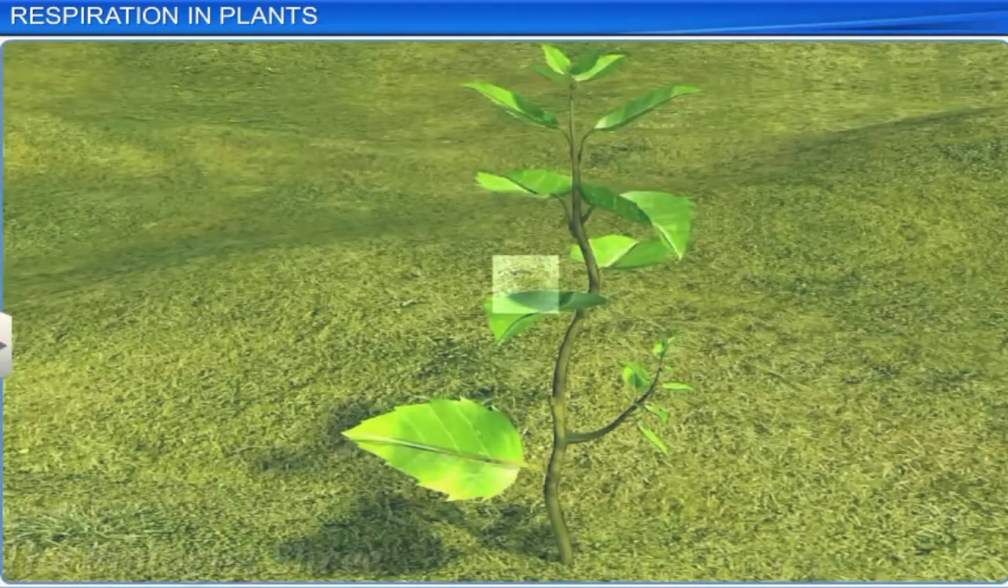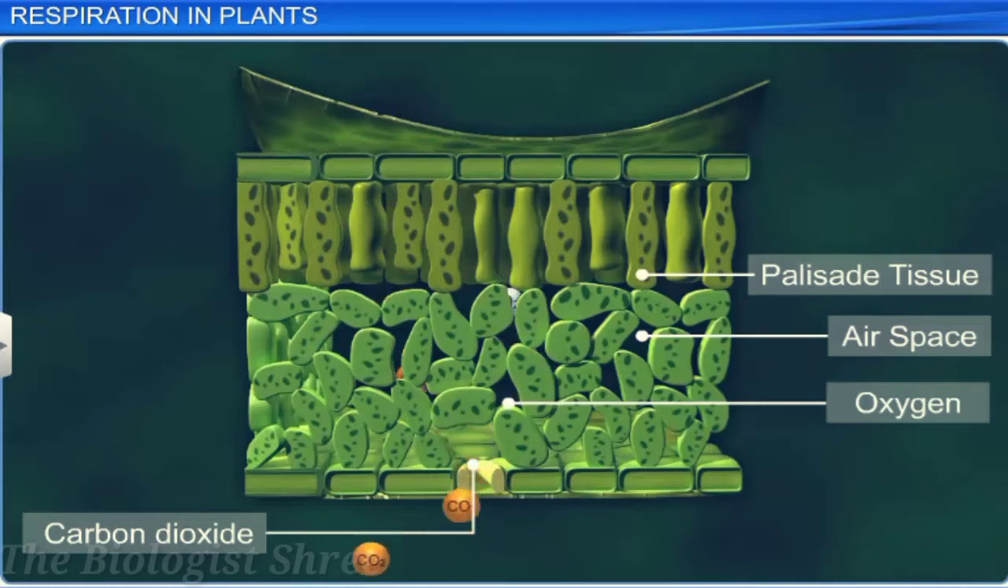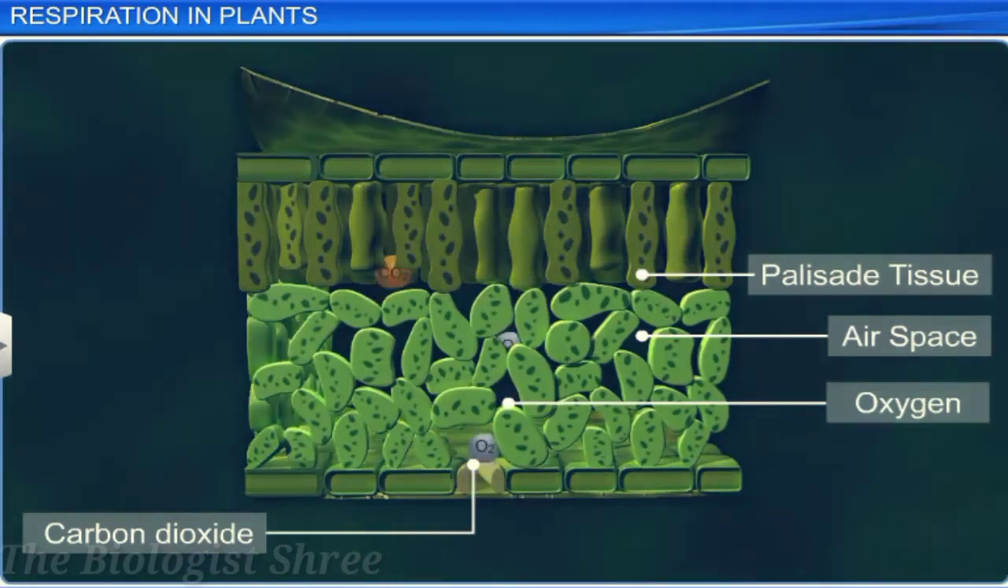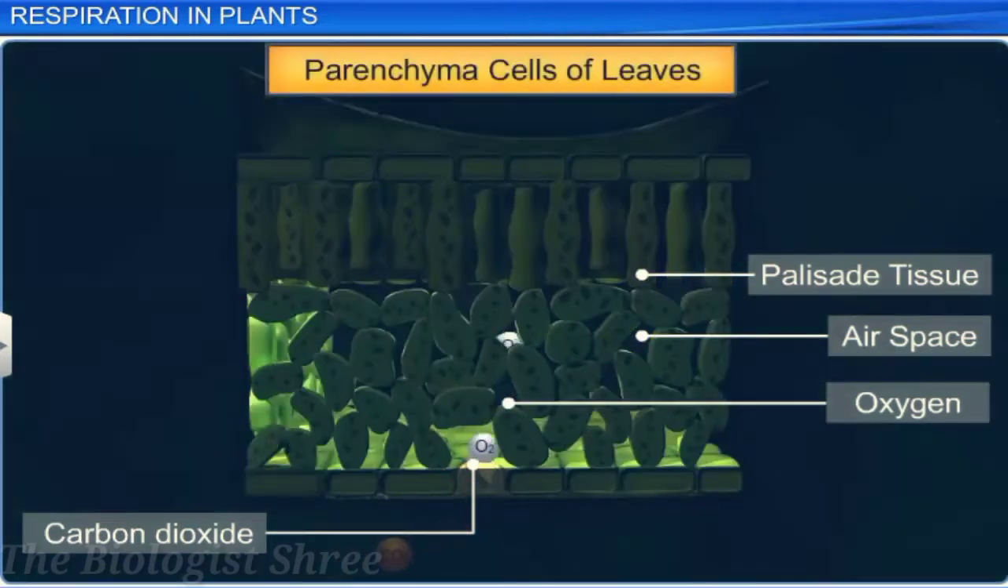In the woody stems, the living cells are present close to the surface and aid in the diffusion of gases. Diffusion of gases is also facilitated by the presence of loosely arranged parenchyma cells that provide air spaces.